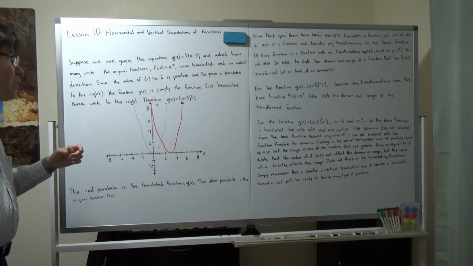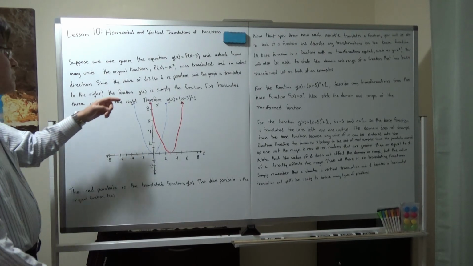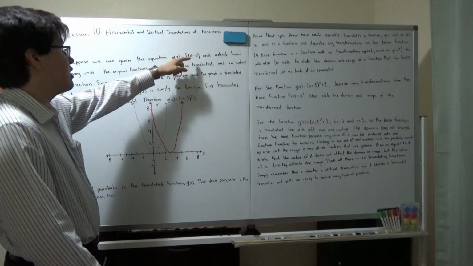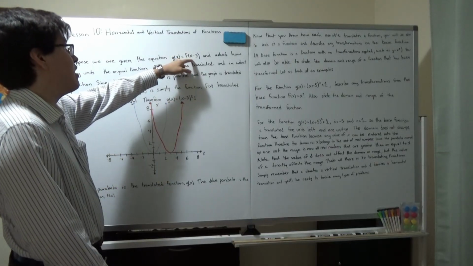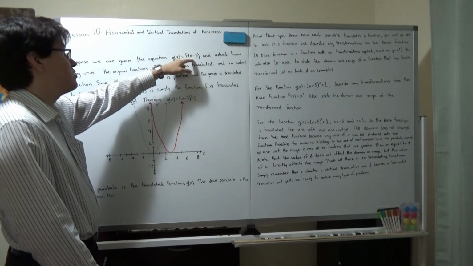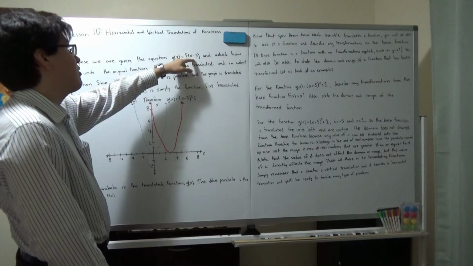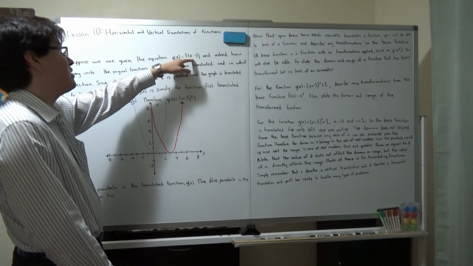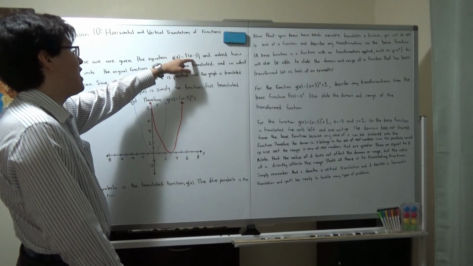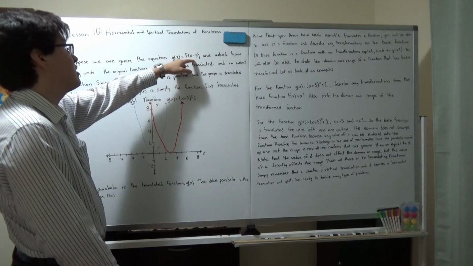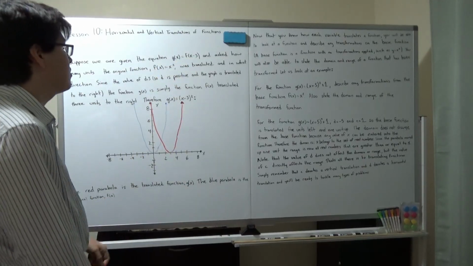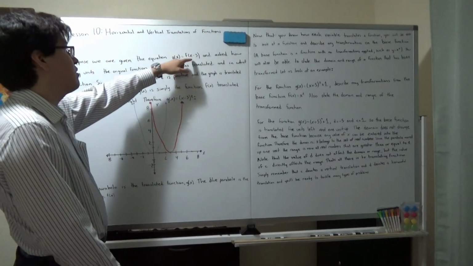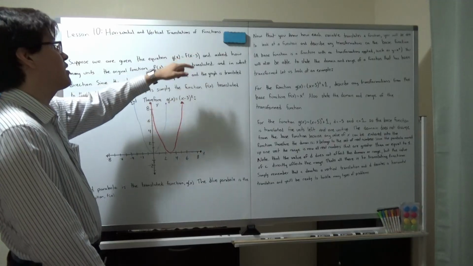How do we know that the value of d is 3? That's because we are told that here, f of x minus 3. This is what we are given. And when we expand this, we have f of x plus negative 3. Sorry, f of x minus positive 3.